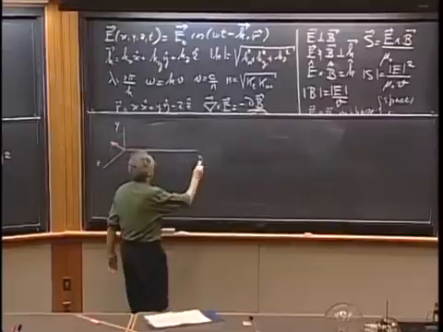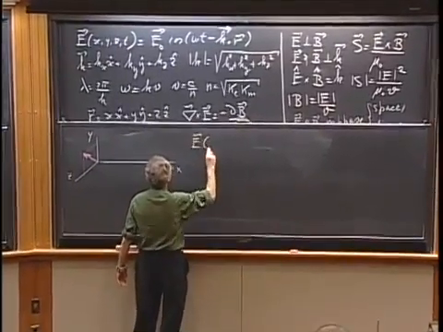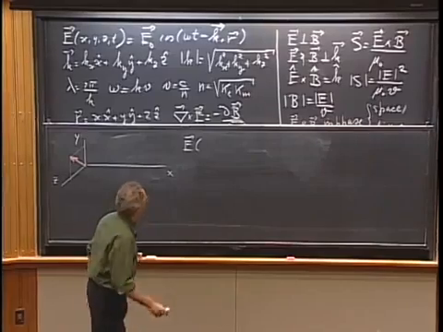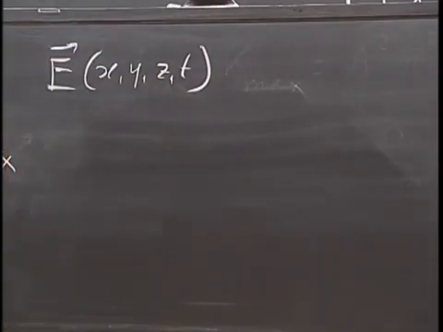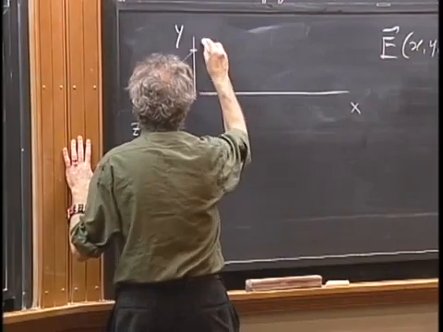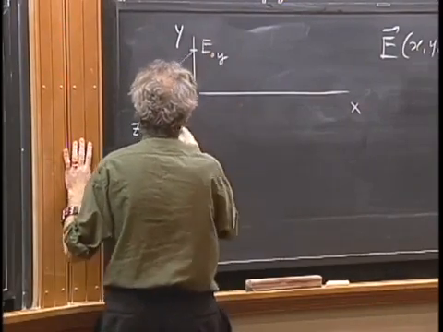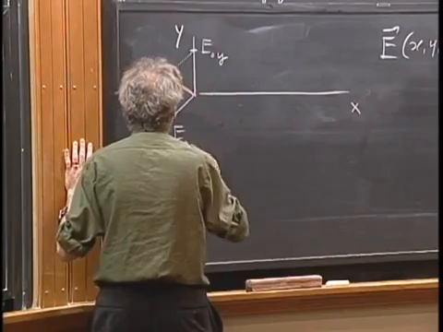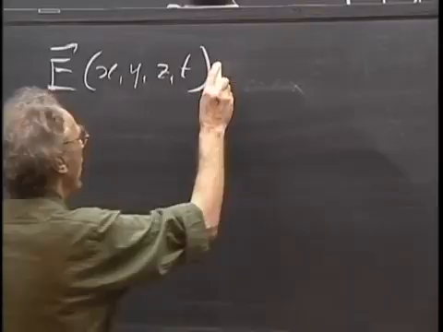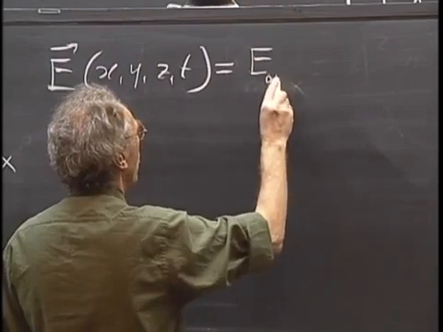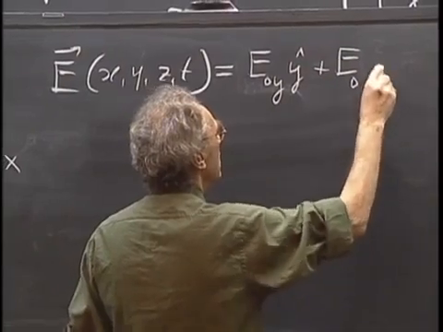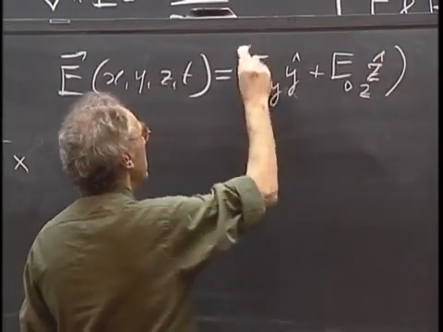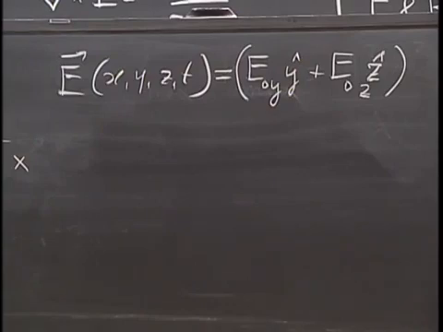So the standing wave, E, as a function of x, y, z, and t, can then be written as this vector, where this here would be E0y at its maximum, this would be E0z at its maximum, so that's the one that comes first. So you get E0y in the y direction plus E0z in the z direction. That is the direction of that E vector.